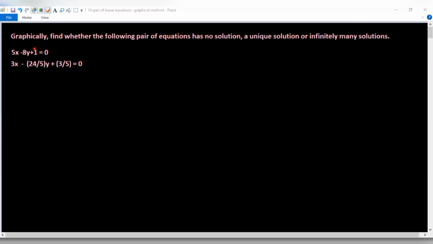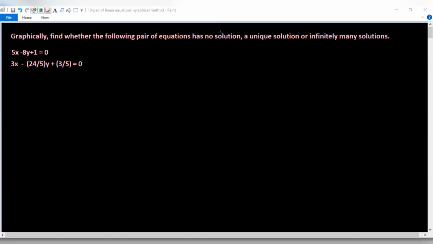Hello everyone, this is our first problem. Graphically, find whether the following pair of equations has no solution, a unique solution, or infinitely many solutions. So first of all, we should know from the graph how we can understand whether it is having a solution, a unique solution, or infinitely many solutions.